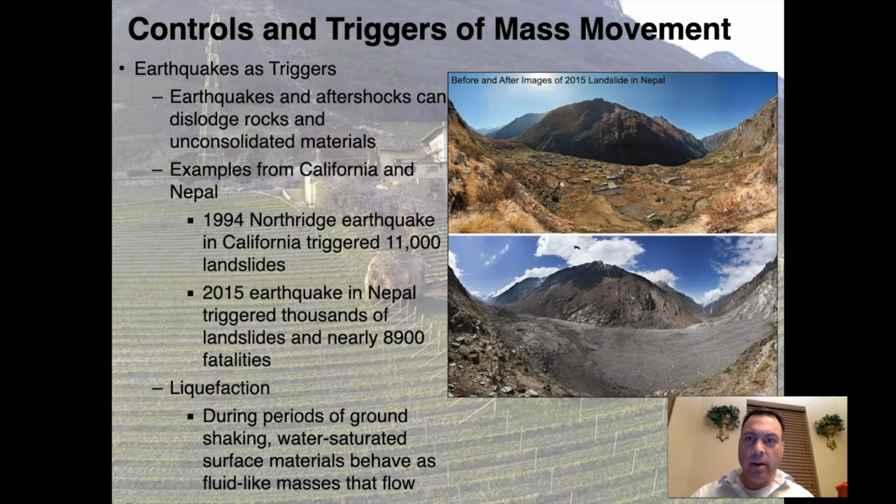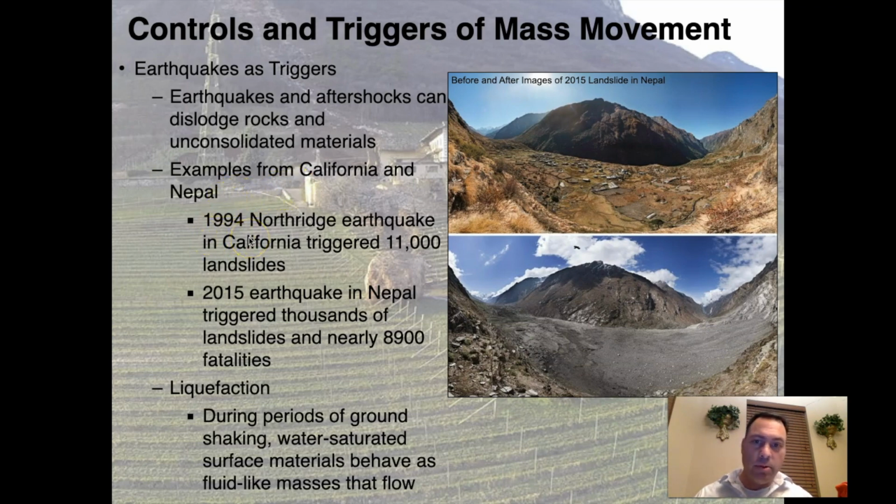Okay, so the last trigger that I want to talk about is going to be earthquakes. Earthquakes and aftershocks can dislodge rocks and unconsolidated materials. That's self-evident, but the magnitude to which that occurs is kind of alarming. People don't usually anticipate the amount of damage that can come from a landslide that's triggered by an earthquake. You would think it would just knock down some rocks and things like this. They can be massive, massive, massive events. So I want to give an example for California and for Nepal.